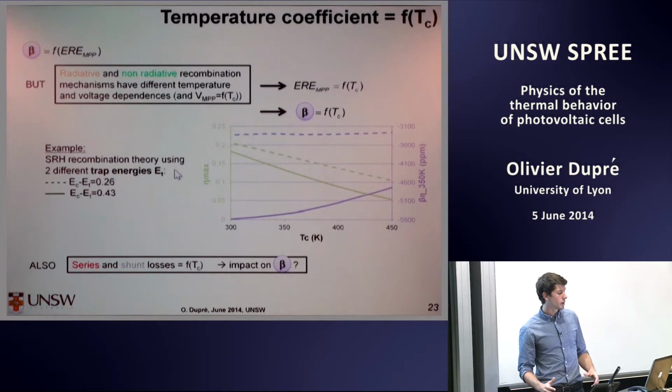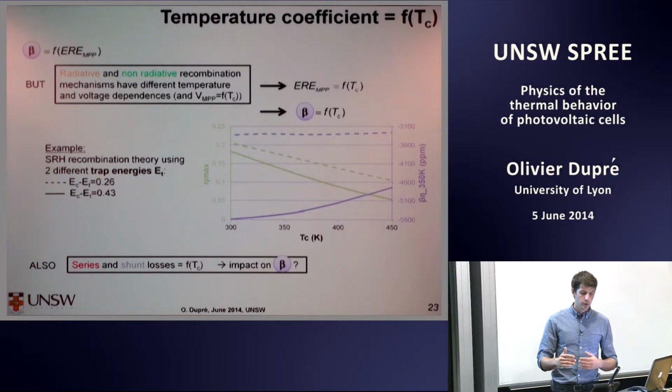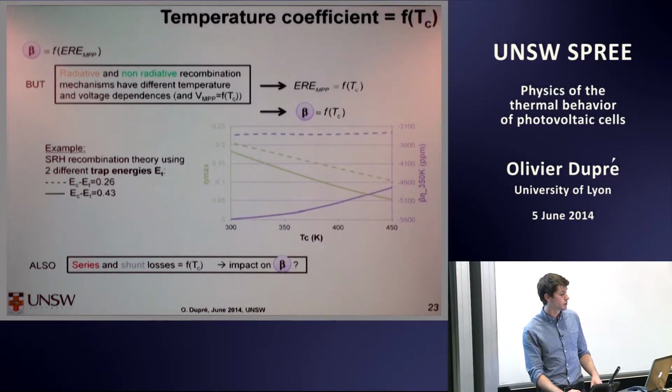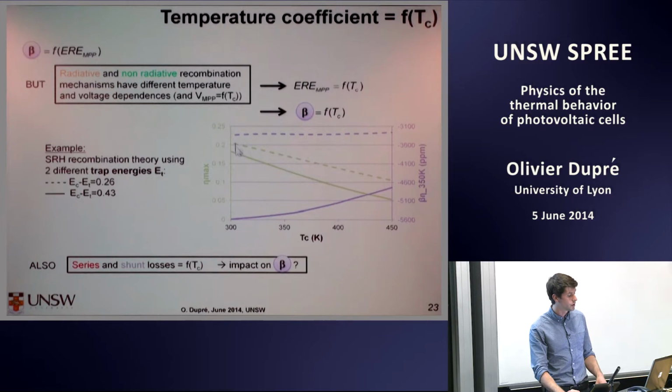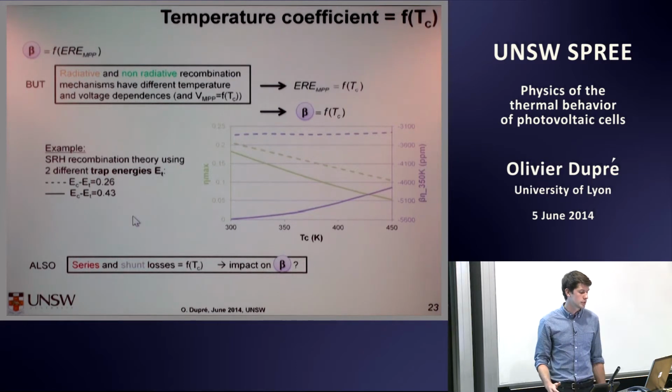It's using the Shockley-Read-Hall recombination theory, and we take two different trap energies. And we see that the filled line here corresponds to the defect whose energy is in the middle of the gap, and of course it's more damaging for the cell, so its efficiency is lower and its temperature coefficient is lower. But what's interesting in that graph is that the temperature coefficient of those two defects is really different. Here the temperature coefficient will not change as the temperature increases, and for this kind of defect, the temperature coefficient will be enhanced quite largely when the temperature increases, because those two have two different temperature dependencies.